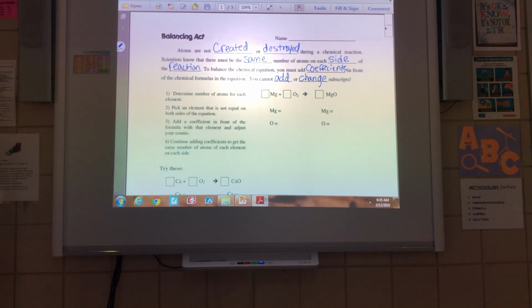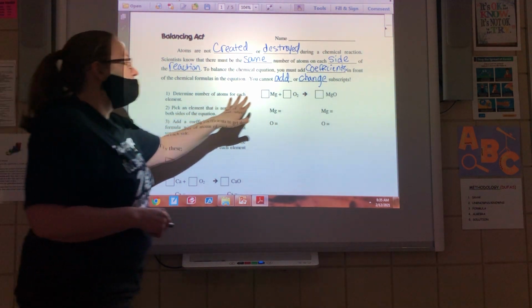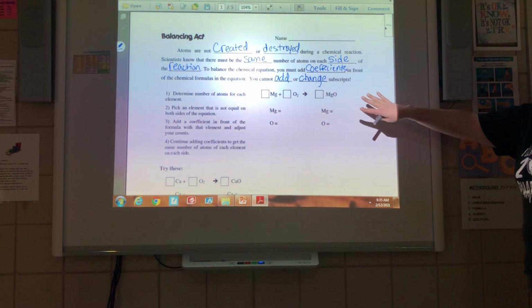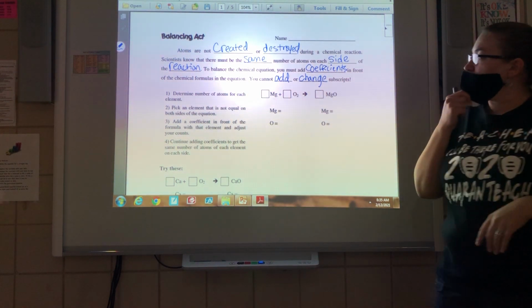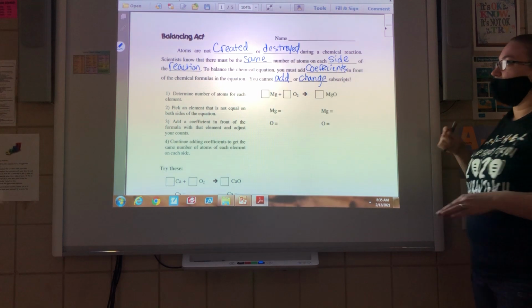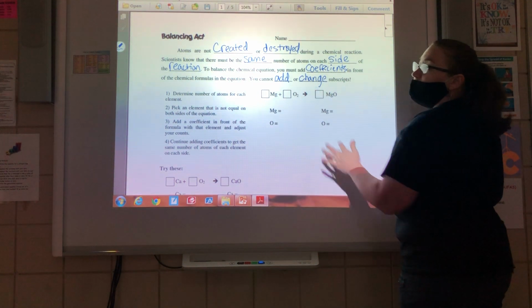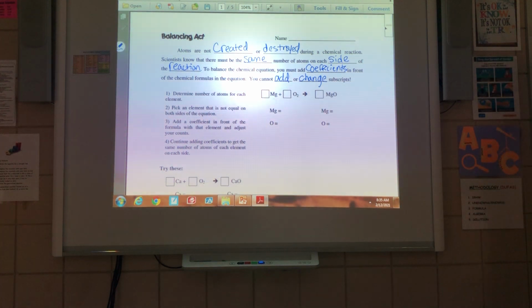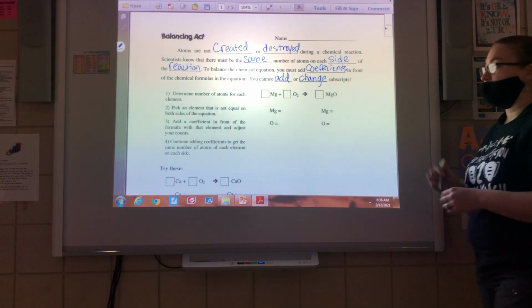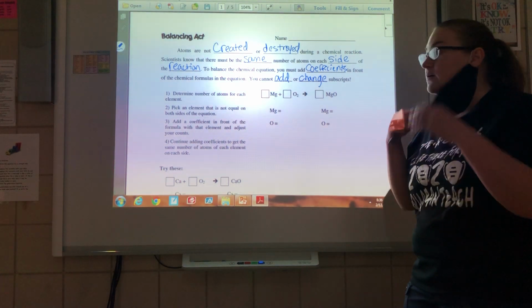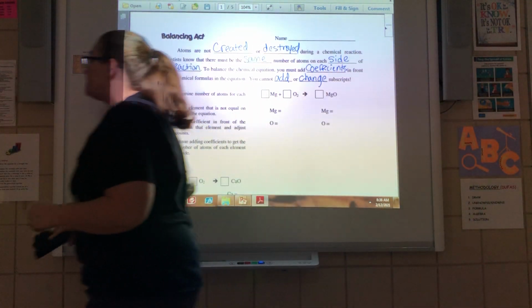All right, so let's do this example. It's got magnesium plus O2 is going to give us magnesium oxide. Notice that it already has done some things for us. It has boxes here to train us that we can only change the coefficients. And I will suggest you do this with a pencil because you might have to erase coefficients, because a lot of this is back and forth when you get to some of the bigger equations.